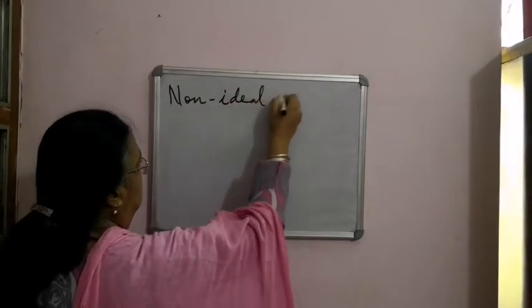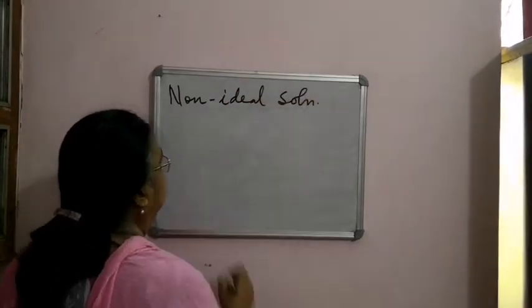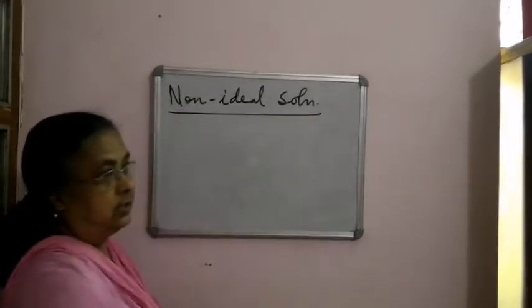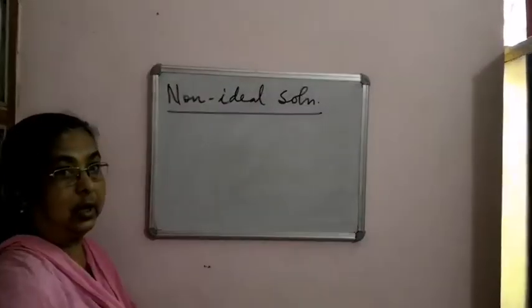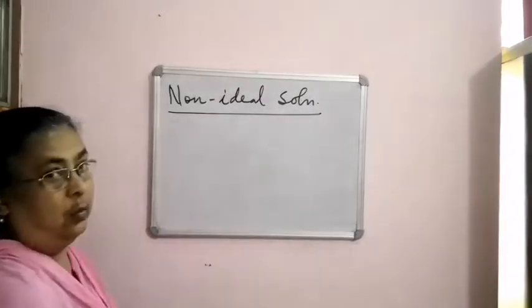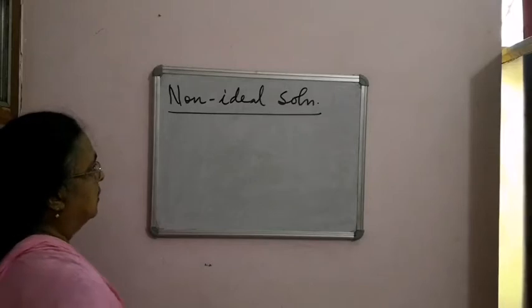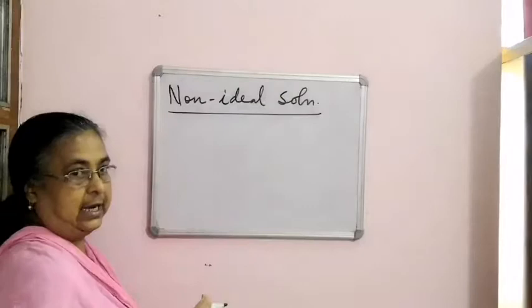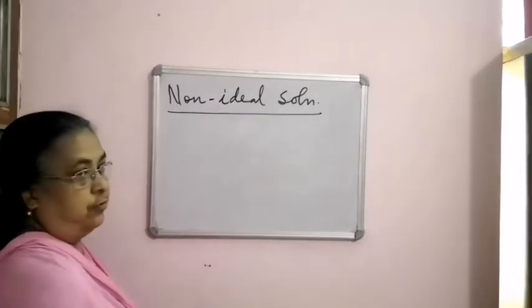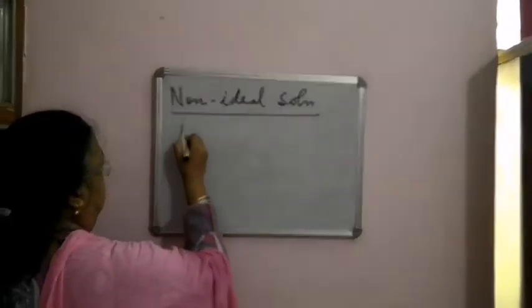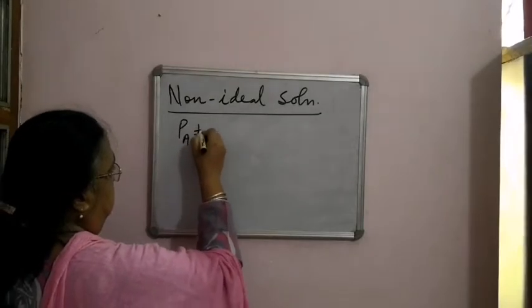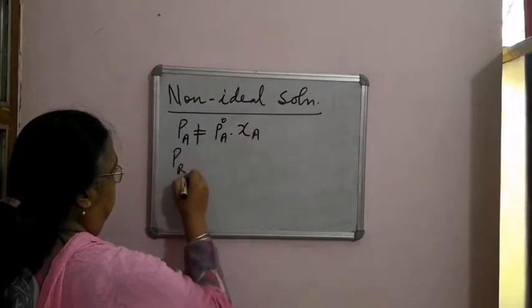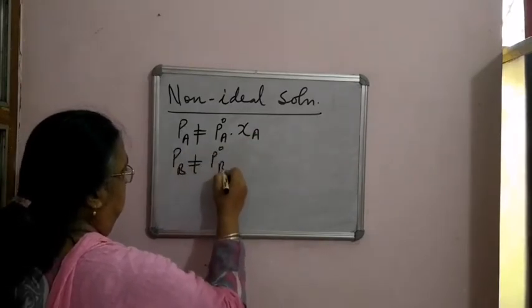Non-ideal solution, which you have seen. We have considered the solute and the solvent. Solute B, solvent A, both are liquid, both are volatile in nature. And non-ideal solutions are those in which the solution and its components do not follow Raoult's law, that is PA is not equal to P naught A into XA. Both components will not follow this law.